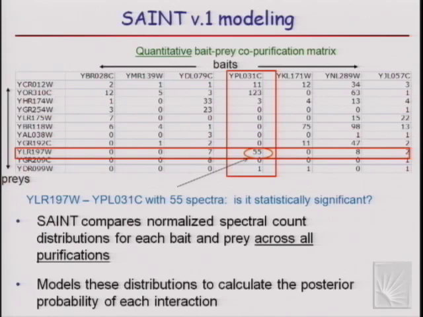Unlike some of the assumptions in Mike Washburn's method, we model across the entire row of numbers for each prey and for each bait. We model the data set using a Bayesian statistical model and convert this number into a probability. So the probability for this 55 counts depends not only on the 55 counts itself, but also on the numbers we have for other purifications where this prey was identified, as well as the other numbers you see for other proteins in that particular purification. So it's a hierarchical Bayesian model that models across rows and columns. We think it has certain advantages, but I would not have time to go into too much detail.